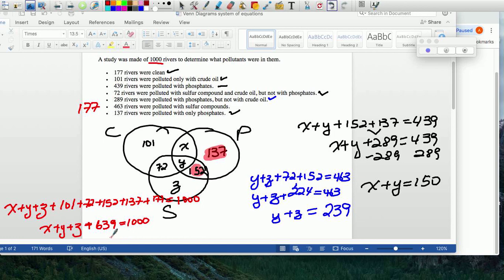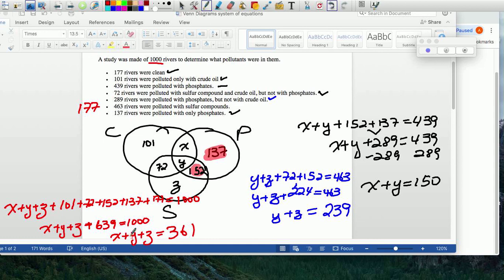Again, my last thing, I'm going to remove 639 from each side, and then x plus y plus z minus 639, so I have to do minus 639 on the other side, and I'm going to get 361. Now I have three equations that I can work with. And hopefully you can see something here. What do I know here? I know that x plus y equals 150.